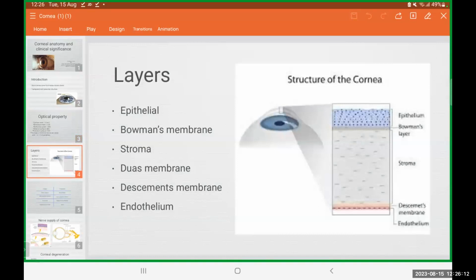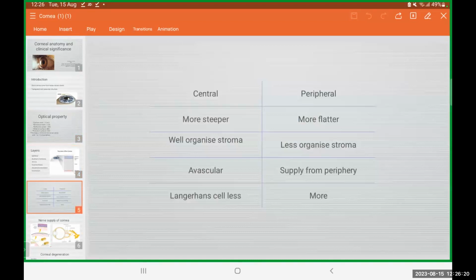It starts from the epithelial layer, then Bowman's membrane, stroma, Dua's membrane, Descemet's membrane, and endothelium. Then the difference between the central cornea and peripheral cornea. The central cornea is stiffer compared to the peripheral cornea. The central cornea has a well organized stroma, and peripherally a less organized stroma is present. The central cornea is avascular, and the peripheral cornea gets supply from the periphery. In the central cornea, the Langerhans cells are fewer in number, while in the periphery they are more in number.